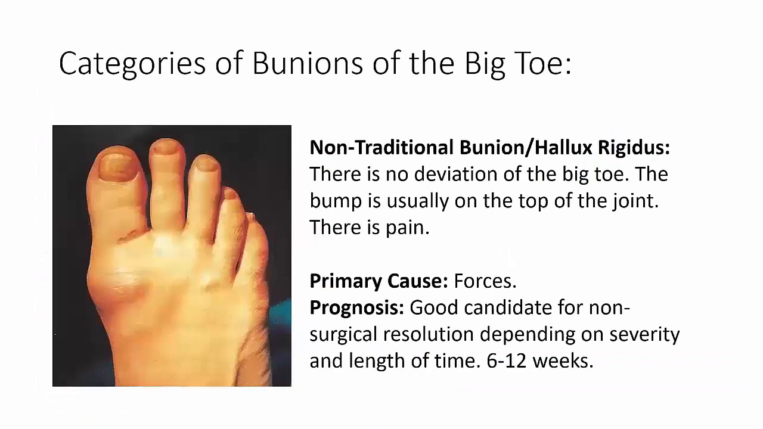Then there's the non-traditional bunion, the hallux rigidus. So here, there's no deviation of the big toe. It's just a bump right there. And that is really arthritis, and that is a bugaboo. Arthritis or any kind of inflammation shuts down core muscles by 1% for every cubic centimeter of inflammation.